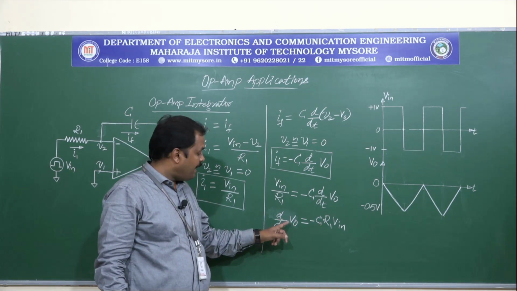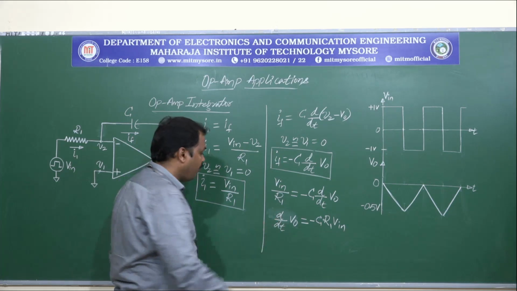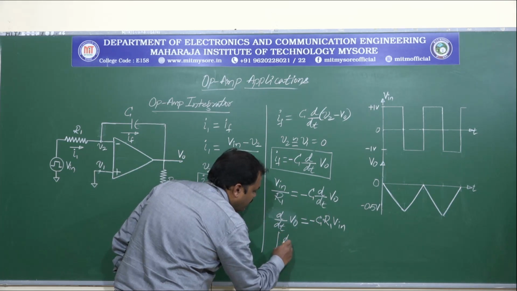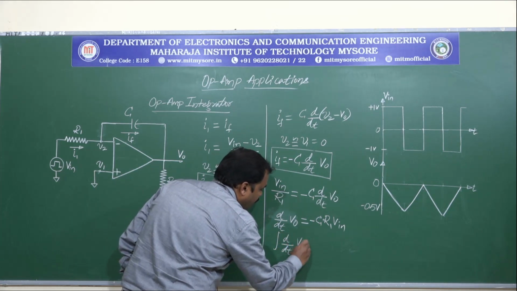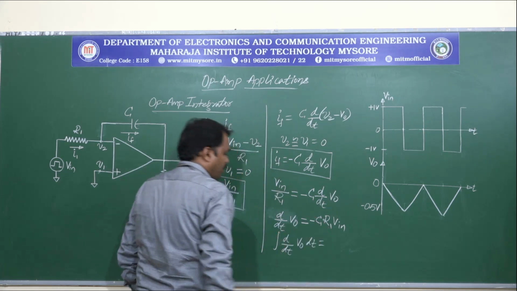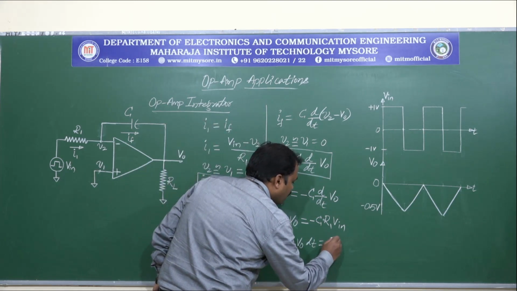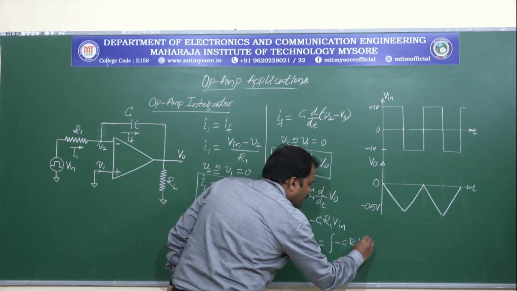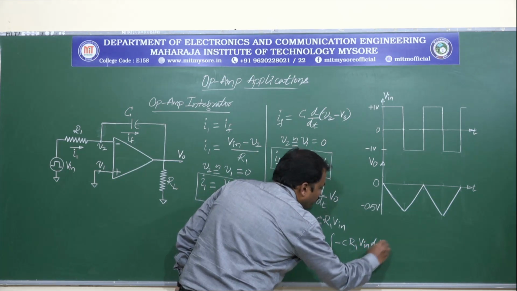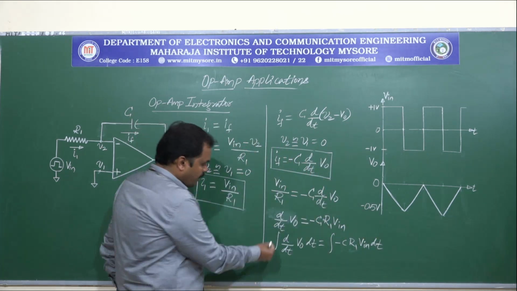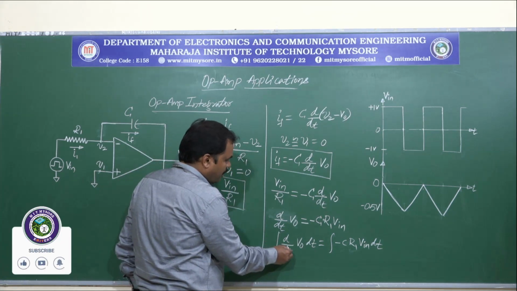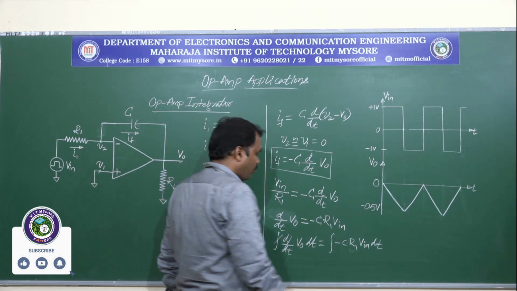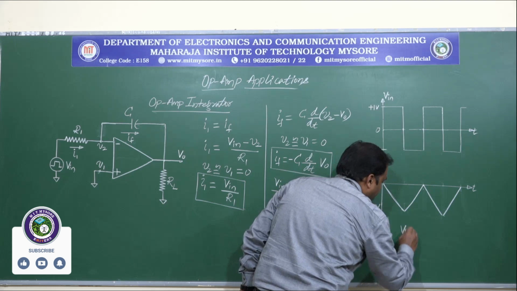So what we'll do is we'll integrate both the sides with respect to time. So what we can put up here is integration of d by dt V naught with respect to time is equal to integration of minus Vin by (C into R1) with respect to time, right? So now here we have the integration and the differentiation. So these things cancel and we are left with V naught.